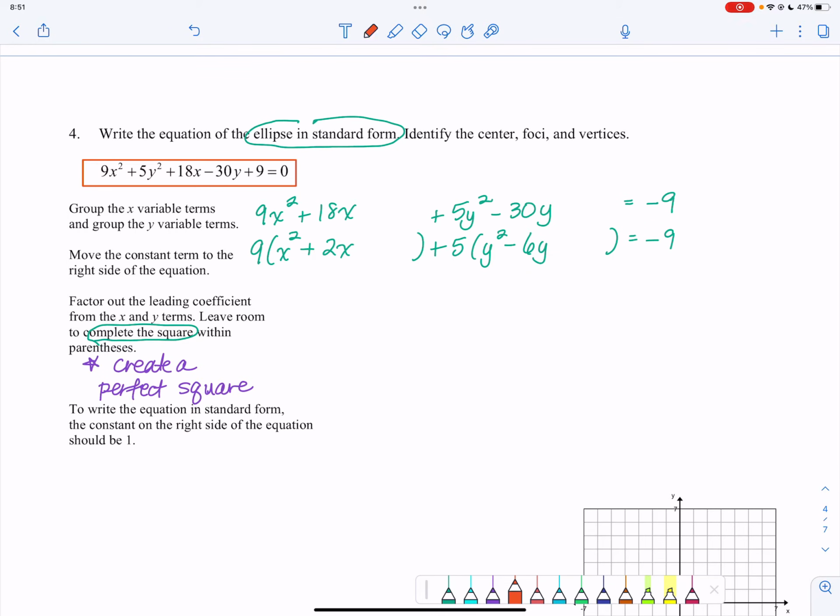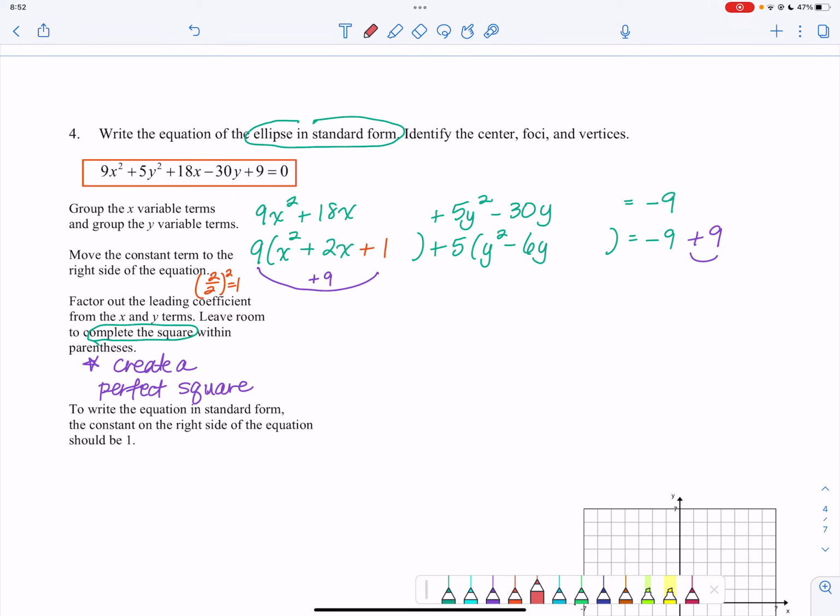We're going to take this number 2, this first number 2, and we're going to take half of it. So 2 divided by 2, and we're going to square it, and that's 1. So we're going to add 1 here. So when you add 1 there, you're really adding how much? 9 times 1. So now we have to add 9 because we just subtracted, we had to add 9 to both sides, okay? So this is adding 9 to both sides, and then we added 9. I think that's the best way to explain it. Okay, let's do that over here.